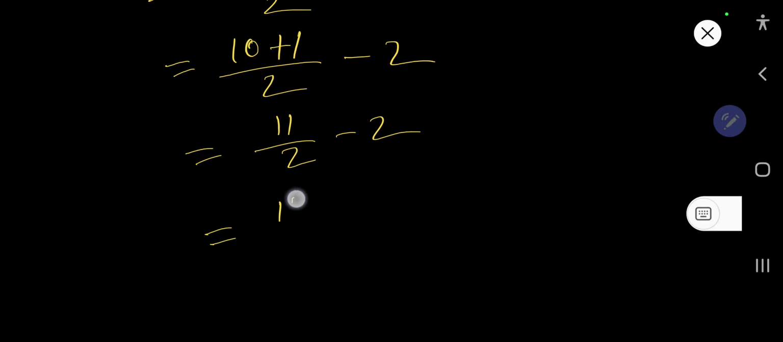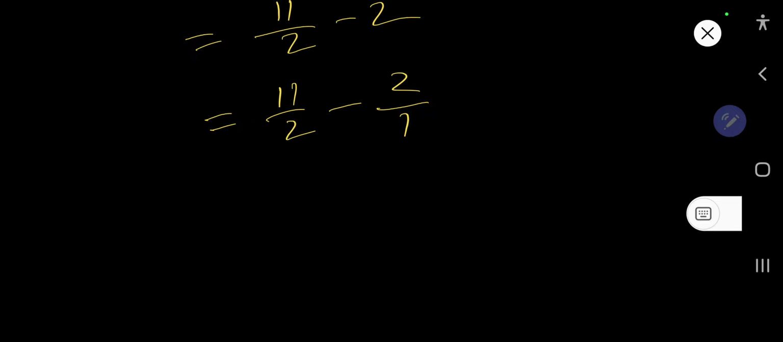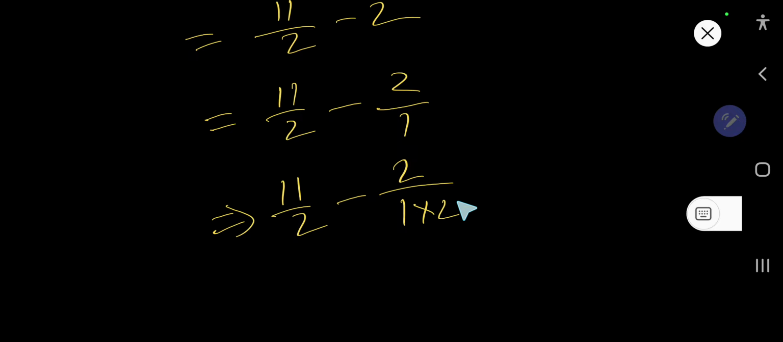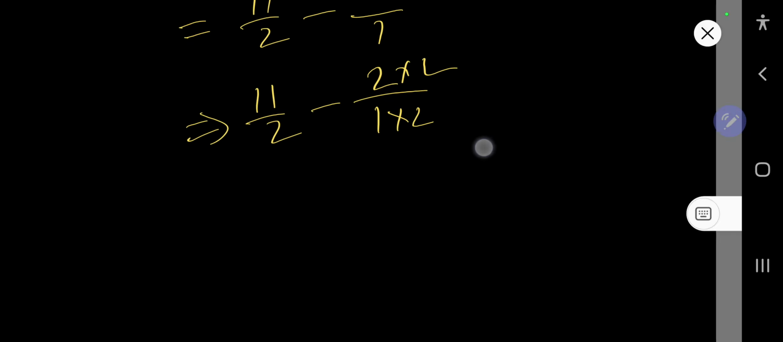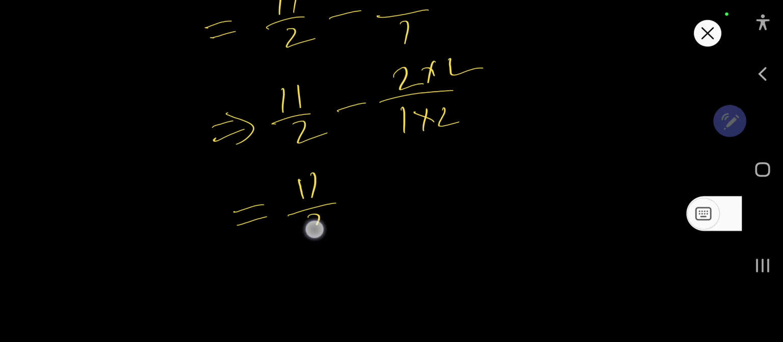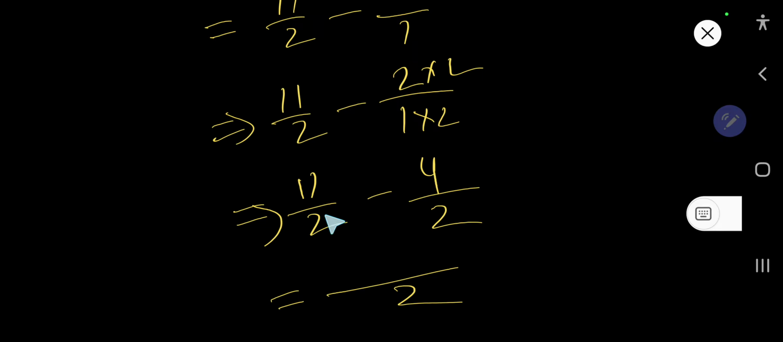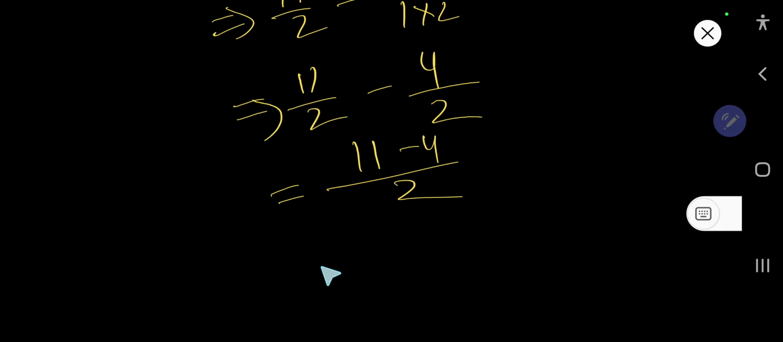So express this whole number as a fraction. So now you need the same denominator. So you need to multiply here by 2, right? So now you have 11 over 2 minus 4 over 2. You have the same denominator, so take it, and 11 minus 4. So we are getting 9 over 2.